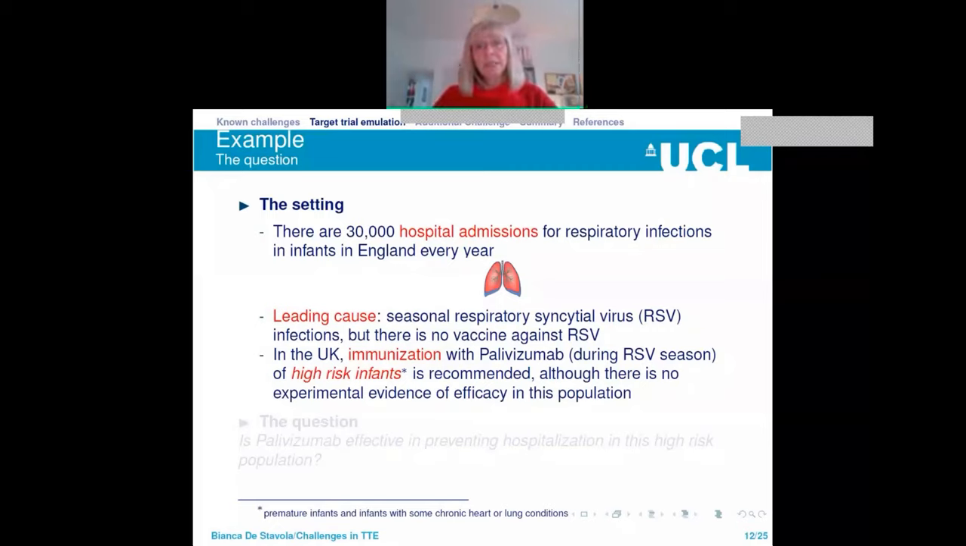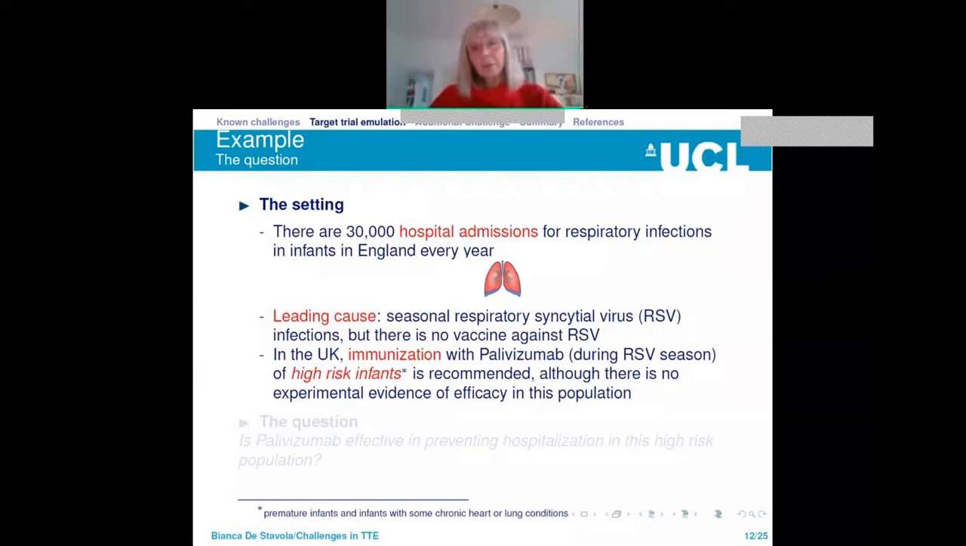In the UK, there is a recommendation of immunization with an antibody compound called palivizumab, and it's administered during the season, October to March. But because it's very expensive, it's only recommended for high-risk infants, which are premature babies with some chronic heart and lung conditions. It's recommended, but it's not very much implemented. In fact, the data that we analyzed showed that only about 30% of the babies supposedly at risk actually receive that on a regular basis.